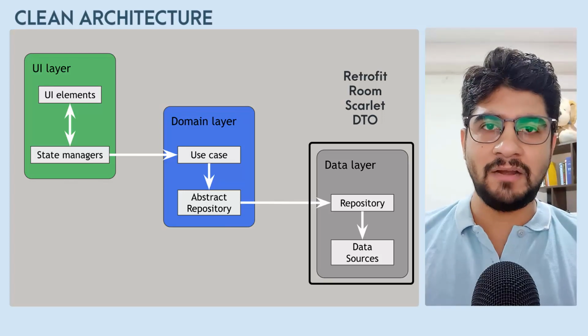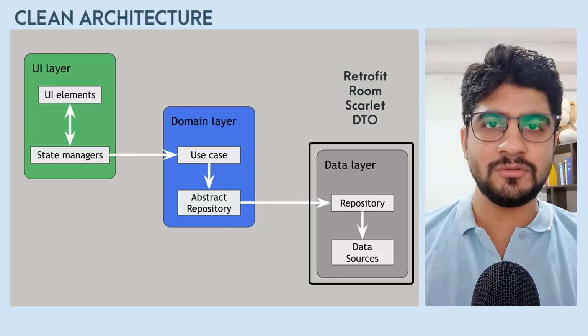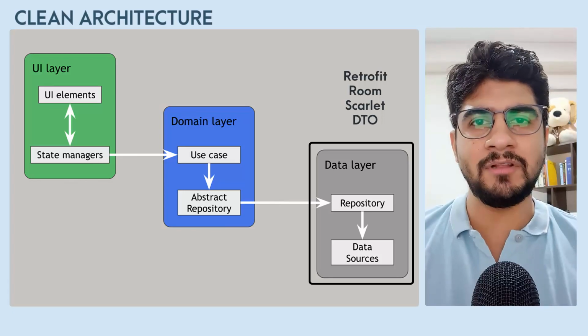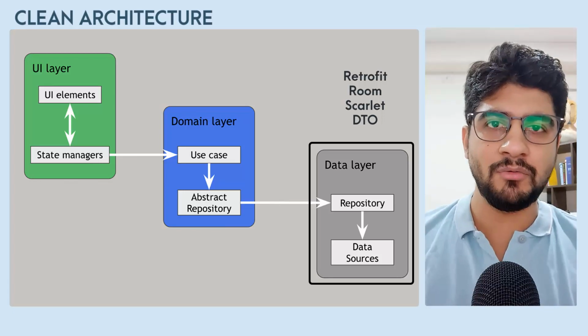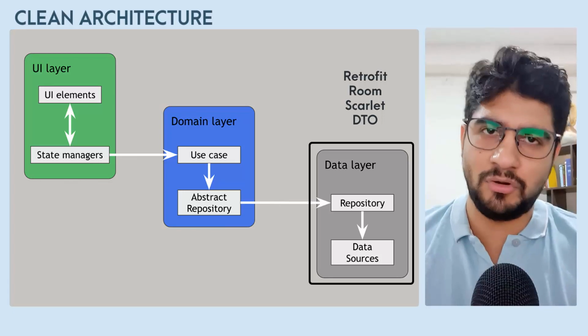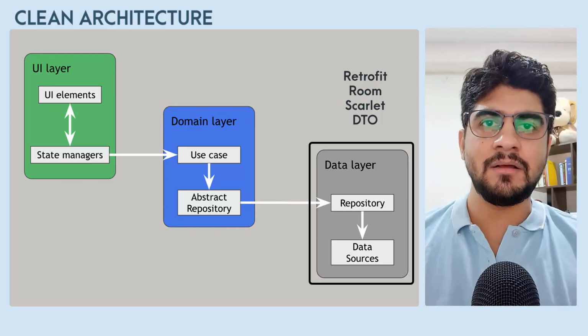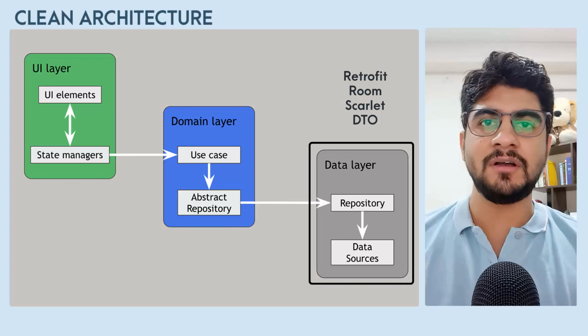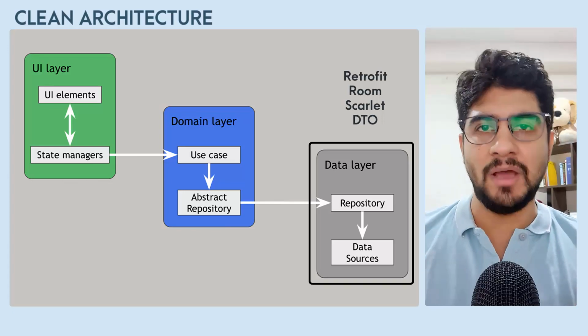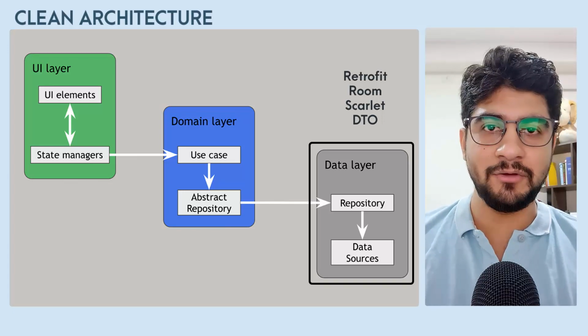Like if you have to interact with a database, you create a local data source. If you have to integrate with the network, talk with the network, you create a network data source or remote data source. You can also keep DTOs in this data layer because whatever objects are coming from network or database, you have to store them somewhere. So you will create DTOs there as well.